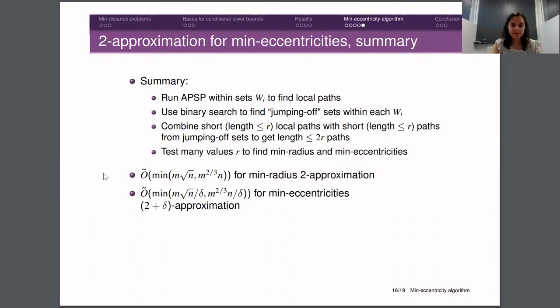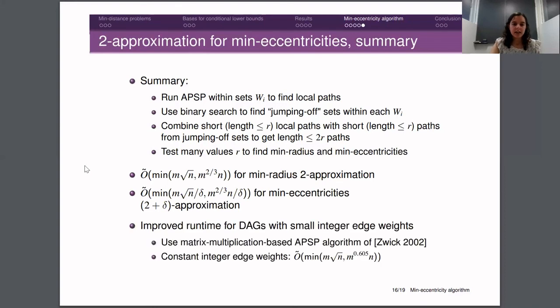So these are the runtimes for the case k equals 2, which is the case we've been discussing. And you can actually improve these runtimes for the specific case of DAGs with small integer edge weights. The way you do it is, instead of using the standard APSP for these DAGs, you can use a special matrix multiplication-based APSP algorithm designed by Zwick. So for example, for DAGs where the edge weights are constant integers, you get this runtime here, which has this m to the 0.605, which you can compare with this m to the 2/3. So it's a slight improvement.